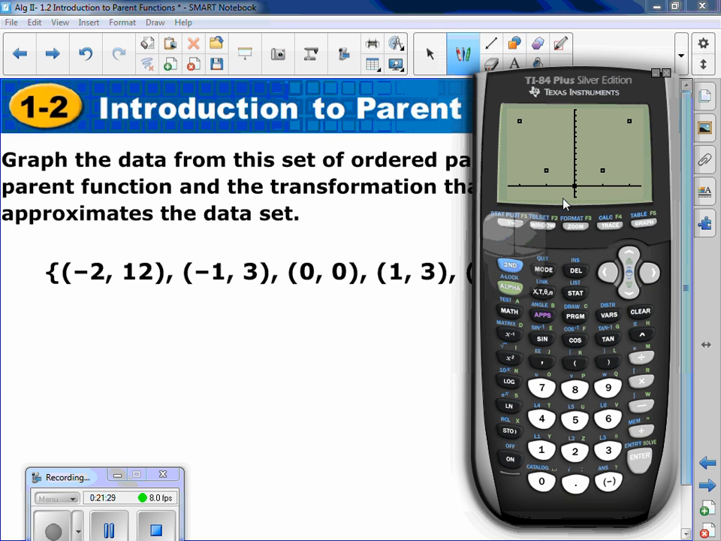There's my 5 points: 1, 2, 3, 4, 5. What shape does it take? U shape. It's a parabola. Which one of our parent functions is a parabola? Quadratic. So these points here would form a quadratic. Any questions?